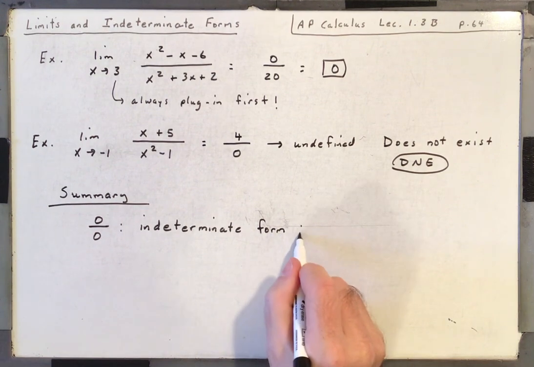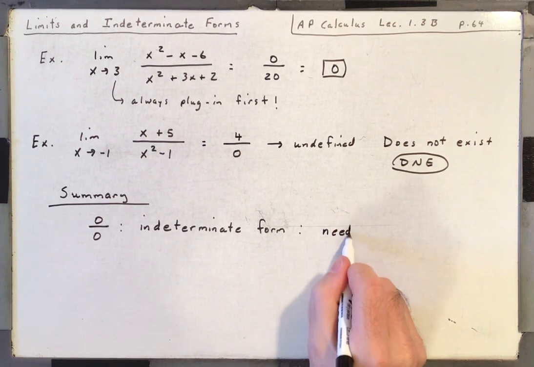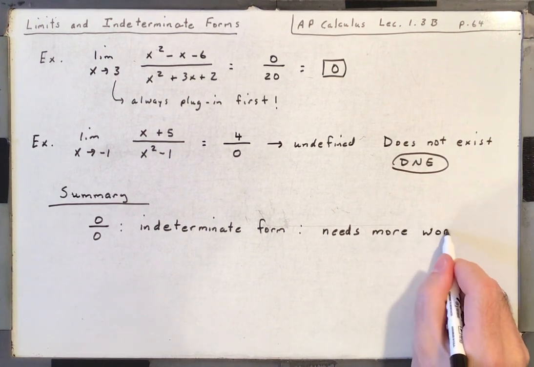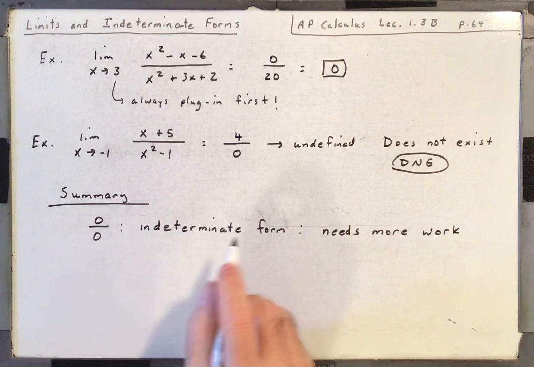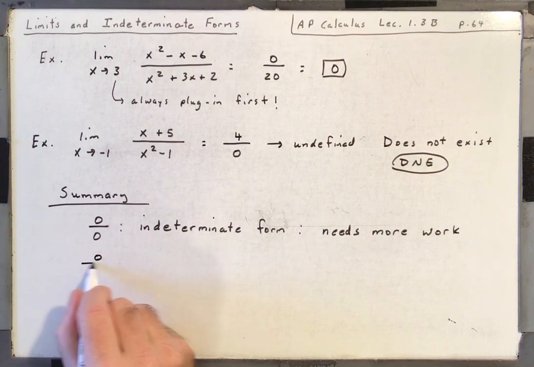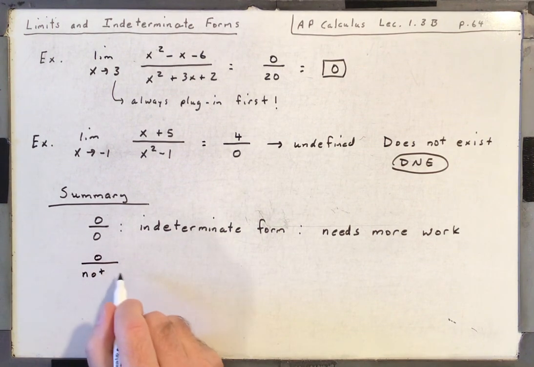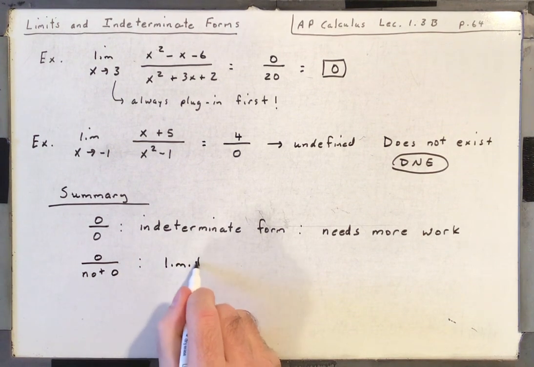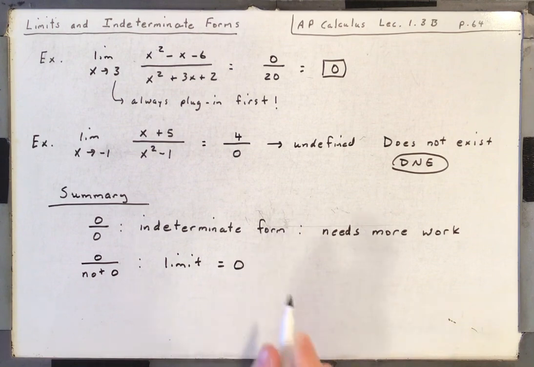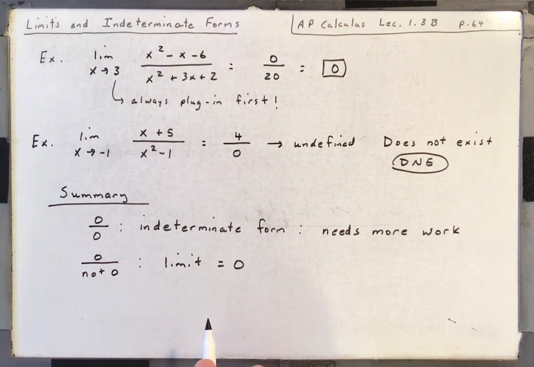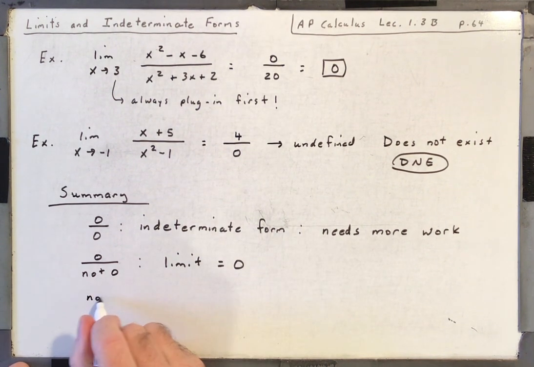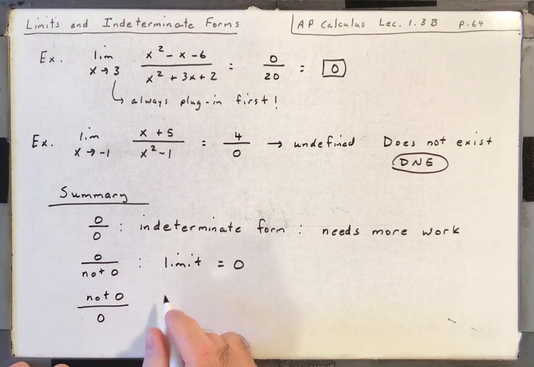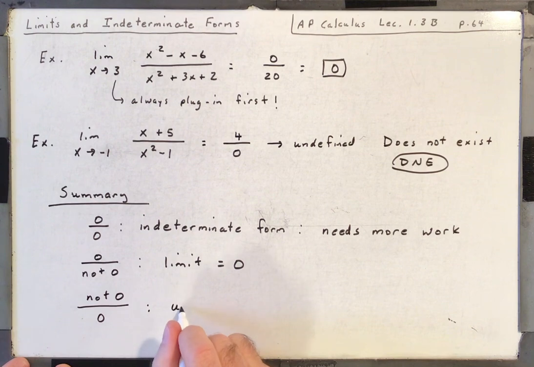And that's where it needs more work. You might have to do some factoring, etc. You're going to want to simplify. You can have 0 over not 0, and in that case, the limit is just equal to 0. And then the third possibility, if you have not a non-zero number, not 0 over 0, that is undefined.